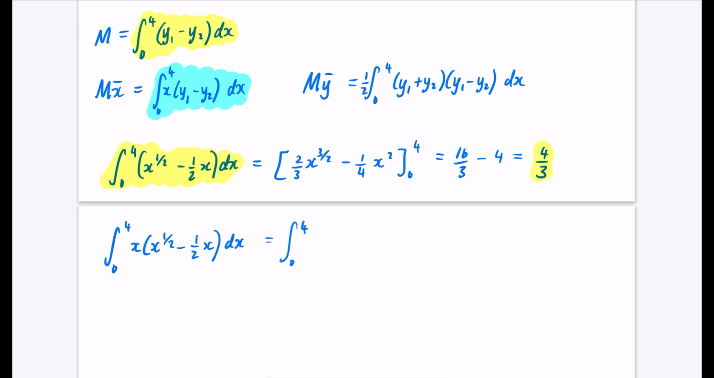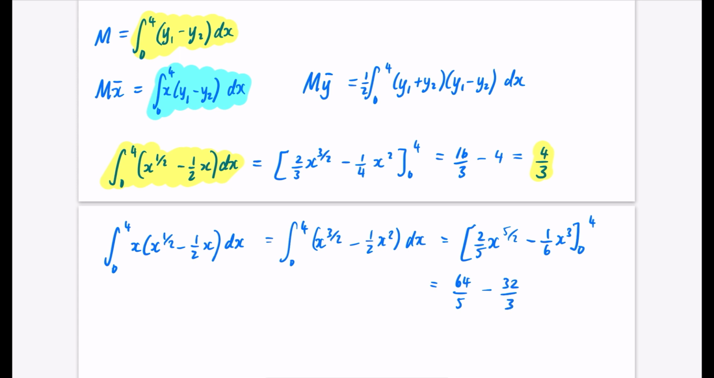So between 0 and 4, that is x to the power of 3 over 2 minus a half x squared dx. So that is going to be x to the 5 over 2 multiplied by 2/5 minus a 6th x cubed between 0 and 4. I'm only bothered about subbing in the 4 here. So 4 to the power of 5 over 2 times 2/5, that's 64 over 5, minus 4 cubed divided by 6, which is 32 over 3. And we get 32 over 15. And this was the stuff that I was doing for the blue calculation.